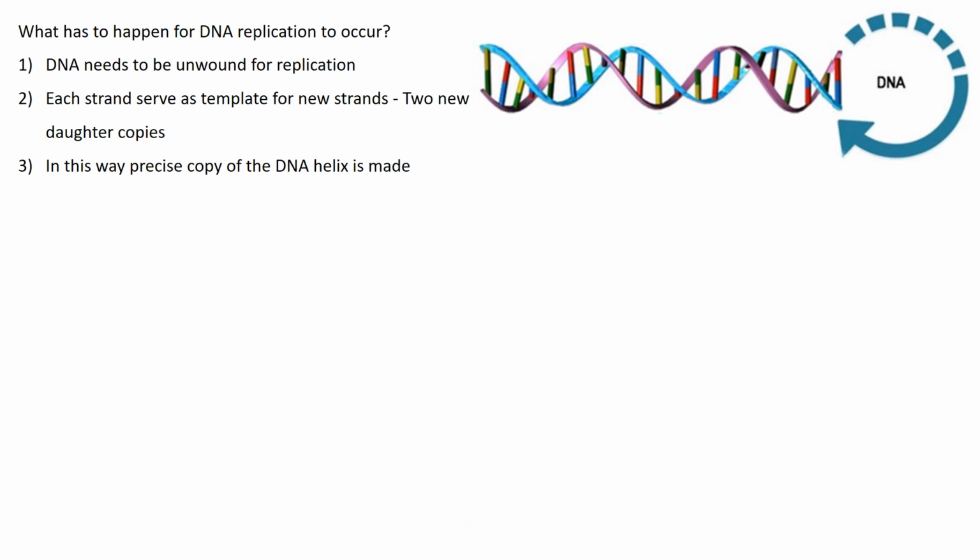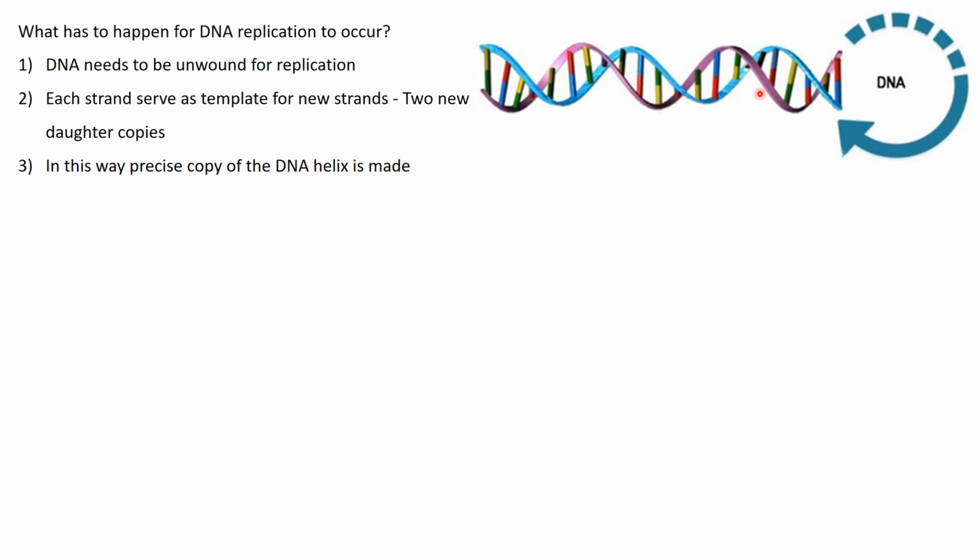So what has to happen for DNA replication to occur? Remember, we learned about the secondary structure of DNA, and we know that DNA is a double helix. So the first thing that has to happen is that DNA needs to be unwound for replication. If this is our DNA strand, we can see that it is a double helix. When DNA undergoes replication, it's these bases on the inside that are copied. So it has to open up to expose these bases so that replication can take place.